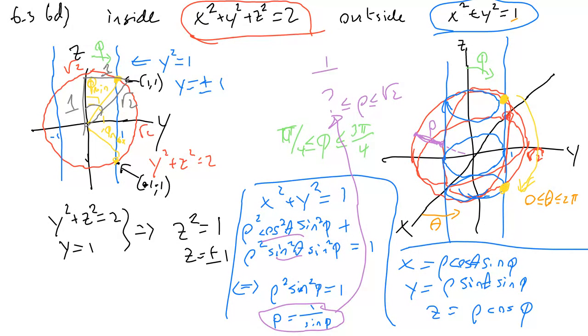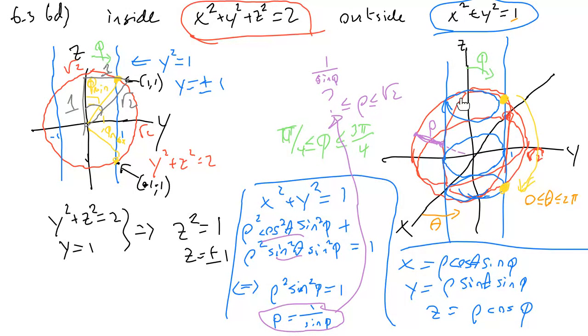Yeah, so 1 over sine phi. Okay, just to see if it makes sense. If we're on the xy plane, so remember what I said before, if you're on the xy plane, for instance on the y-axis, then I said that the lower bound for rho would be 1. Let's see if we can verify this.